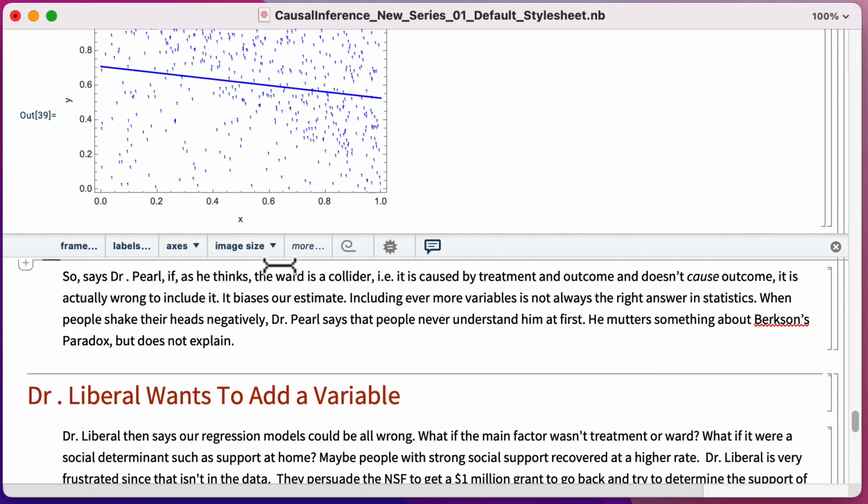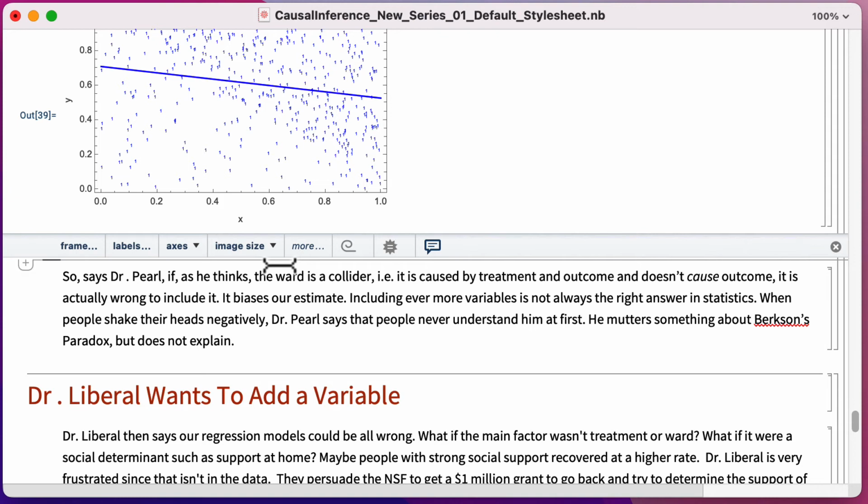And so, says Dr. Pearl, if ward is a collider, if ward is determined by treatment and outcome but doesn't cause outcome, it's really bad to include it. It biases the estimate of the effect of treatment A versus treatment B. The point Dr. Pearl makes is including ever more variables in a regression is not the right answer if you're concerned about causality in statistics.